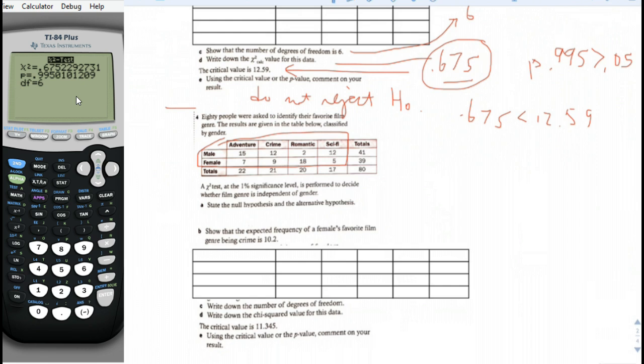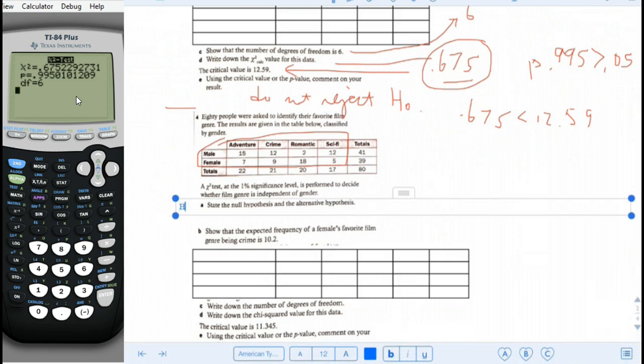Okay. So once again, we just write that H0, or the null hypothesis, is that the categories are independent. So gender and film genre are independent. And then it also says to state the alternative hypothesis, which is that the gender and film genre are not independent. Okay, so those are the two hypotheses.